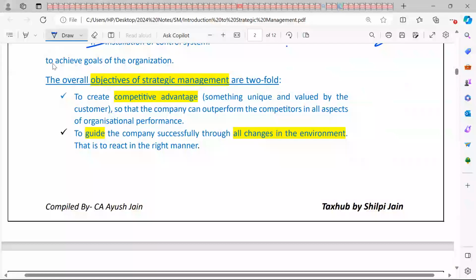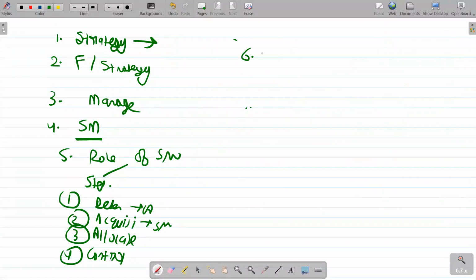Now we will go to the overall objective of strategic management. What is the overall objective of strategic management? Overall objective means, why do we need strategic management? Sir, why do we need strategic management? You guys will say, sir, you have already told that we need strategic management to achieve our goal. But we cannot write only this much in an examination, that the objective of strategic management is to achieve goal. You have to be a little bit in detail. So what will you write?